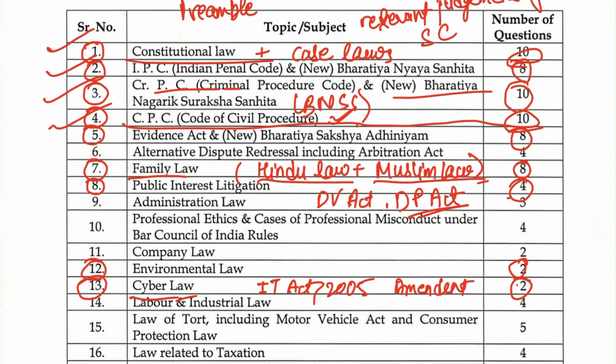So: constitutional law, IPC, BNSS, CrPC, CPC, evidence or Bharatiya Sakshya Adhiniyam, family law, environmental law, cyber law, and the intellectual property laws. Just go with these, and for the remaining subjects just prepare the index. That will be sufficient for you to pass this exam.